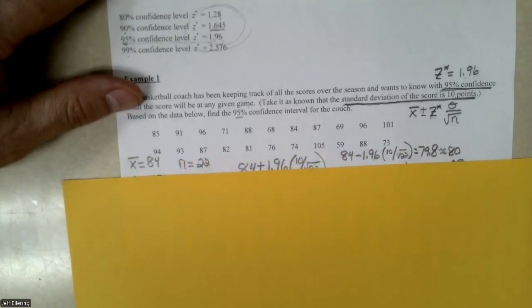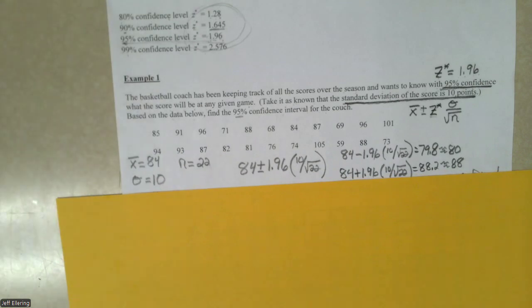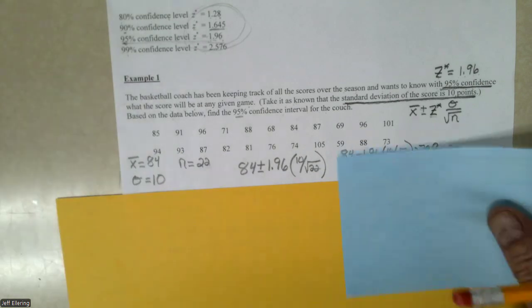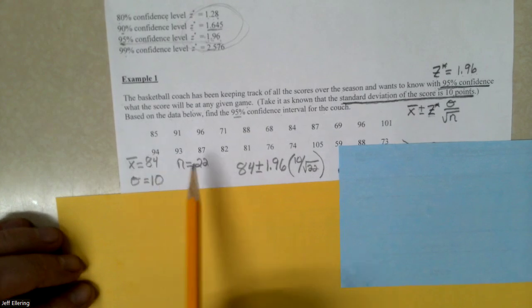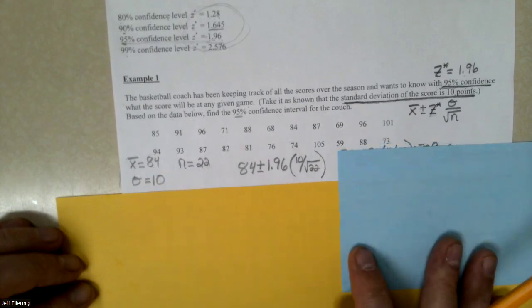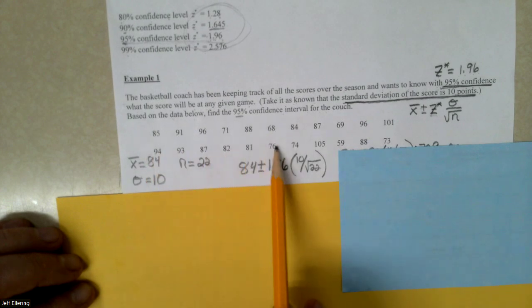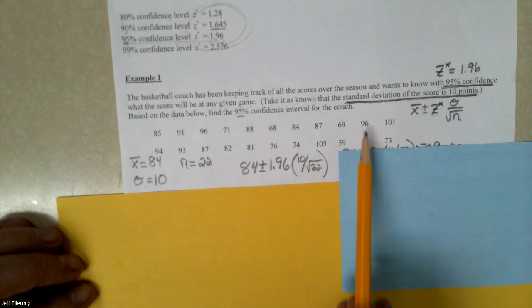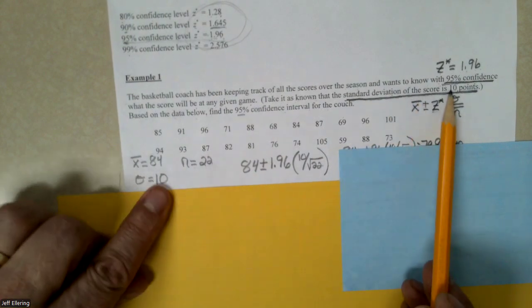So what do we find? We find that the mean is 84. There's 22 numbers in this list: 1, 2, 3, 4, 5, 6, 7, 8, 9, 10, 11, 12, 13, 14, 15, 16, 17, 18, 19, 20, 21, 22. And the standard deviation is 10.